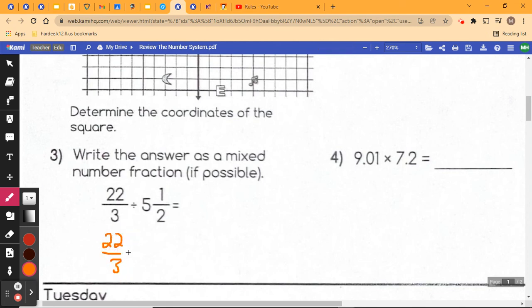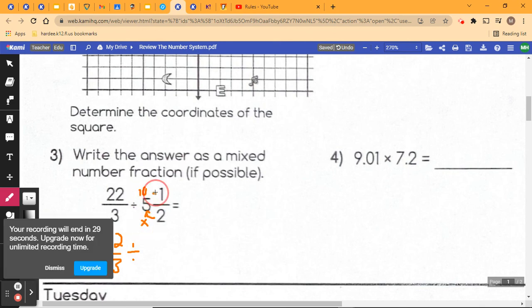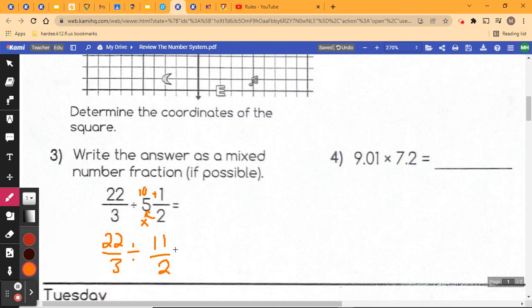22/3 divided by, so we've got to change this mixed number to an improper fraction. So we multiply. 5 times 2 is 10. And then that 10 is added to the 1. So 10 plus 1 is 11. 11 over 2. We keep the denominator the same. Okay? So now we've got to multiply.